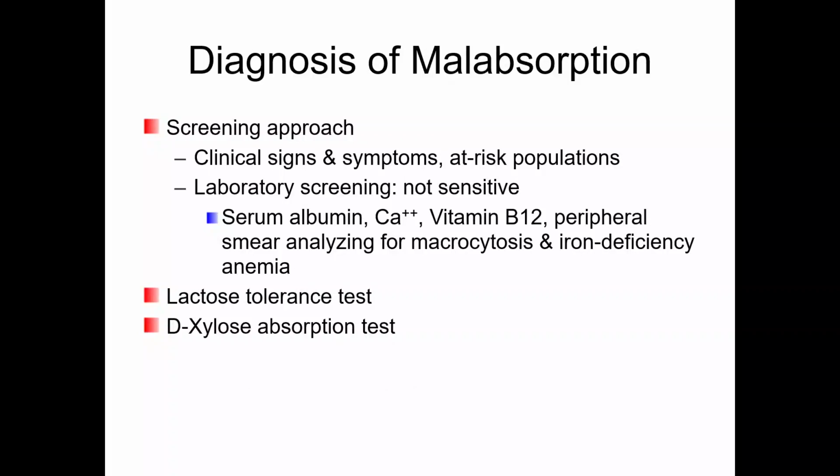The diagnosis of malabsorption: there's a screening approach, so you look for clinical signs and symptoms in at-risk populations. Laboratory screening is not sensitive. We look at serum albumin, calcium, vitamin B12, peripheral smear, analyzing for macrocytosis and iron deficiency anemia. Then there's the lactose tolerance test and the D-Xylose absorption test.